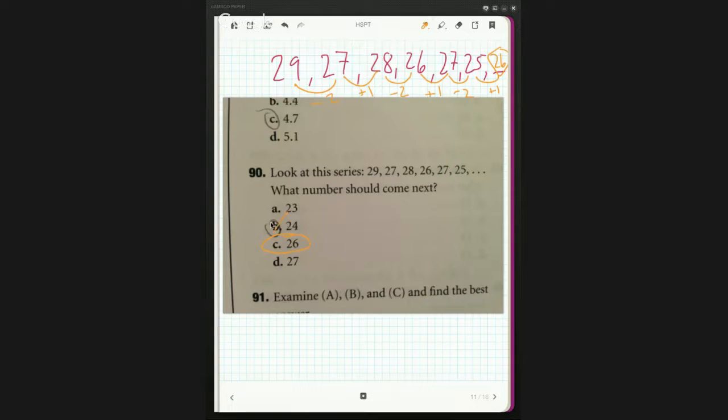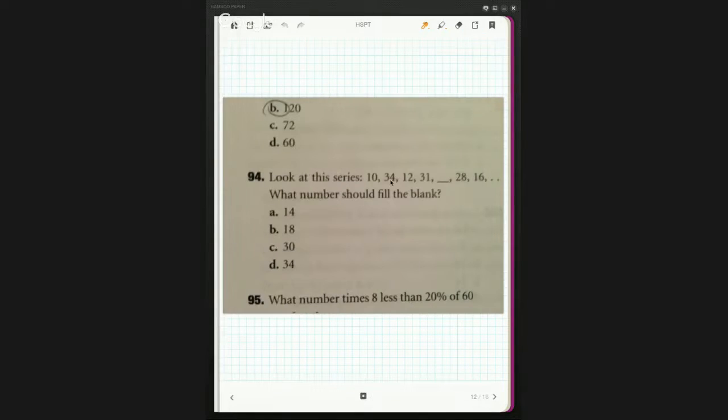I'm going to count this one wrong. Again, -2 + 1, -2 + 1, -2 + 1. Answer is indeed 26 on this one. This is just a standard skip pattern, not an interleave. All right, let's look at this one.